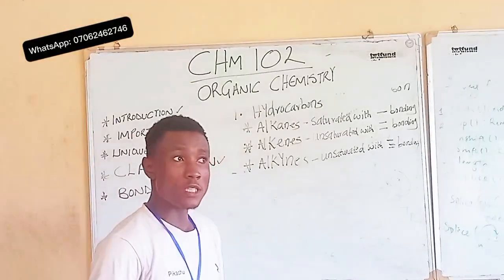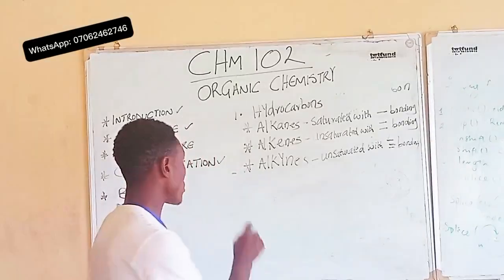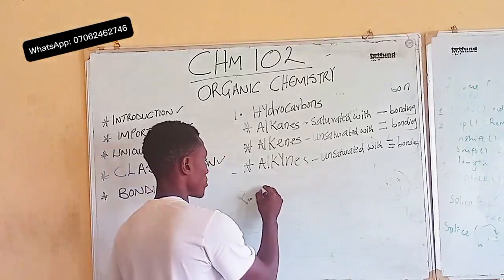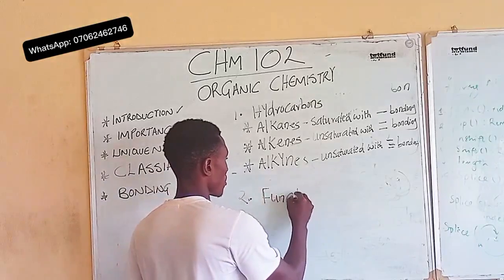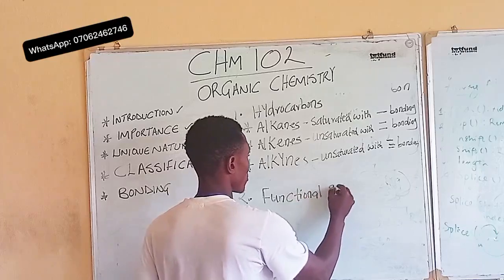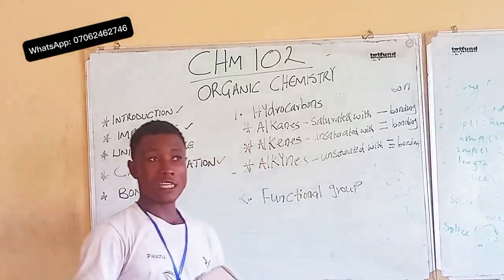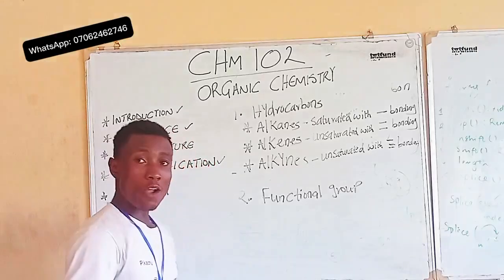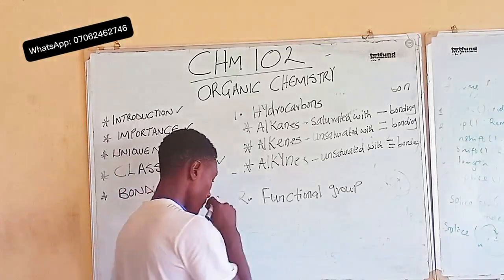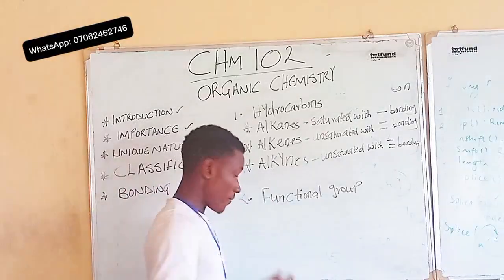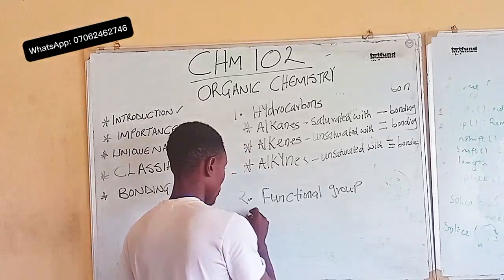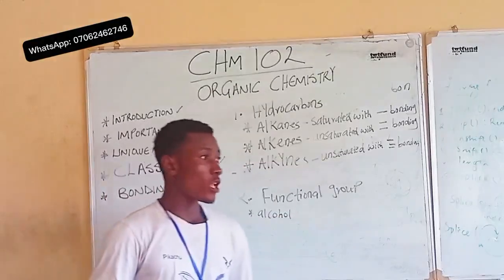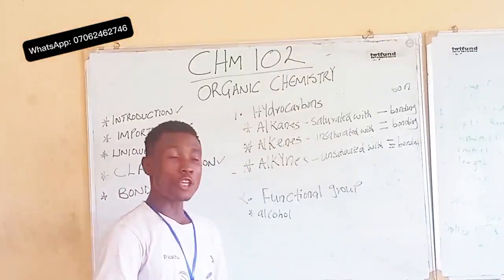We also have in the classification their functional group. The functional group is also a way we can classify organic compounds, which is number 2. When it comes to organic chemistry, we have a lot of functional groups. An example of a functional group is the alcohol. The alcohol is a functional group that ends with OH.